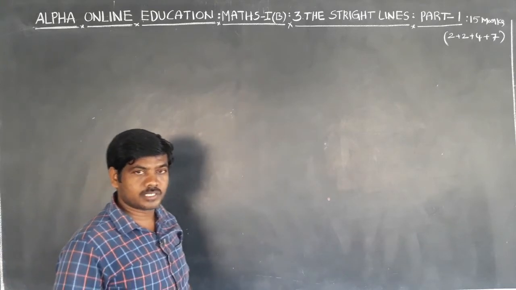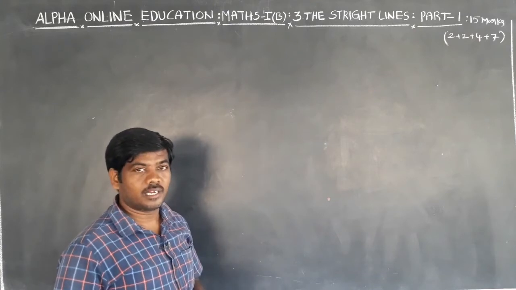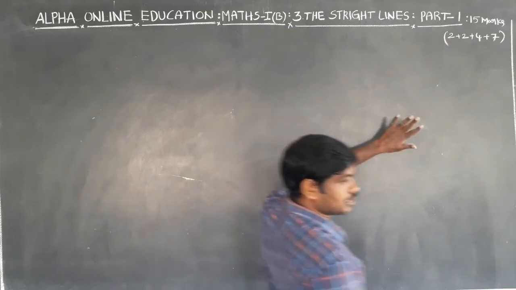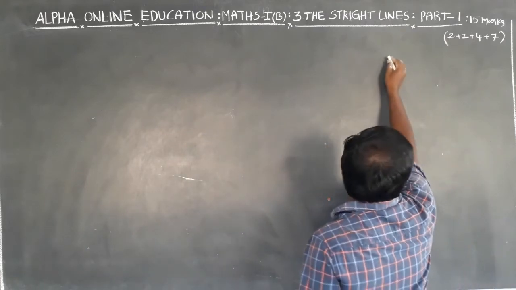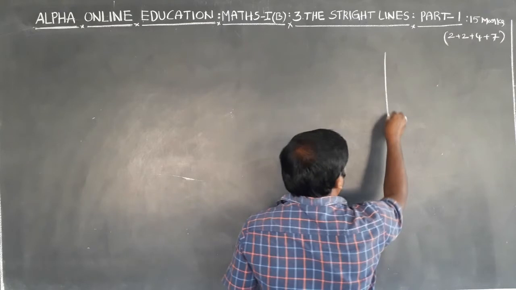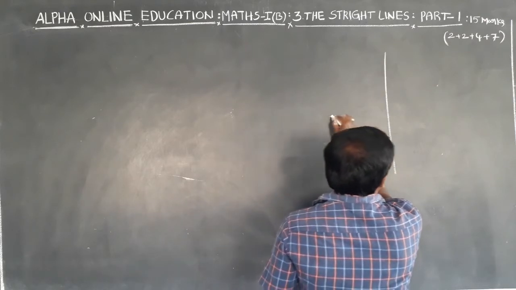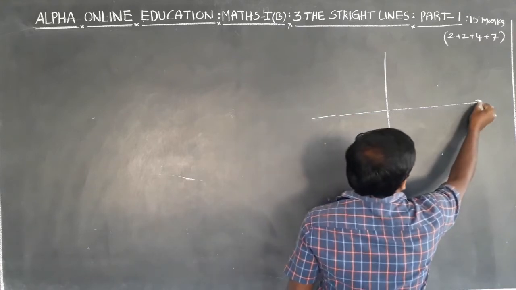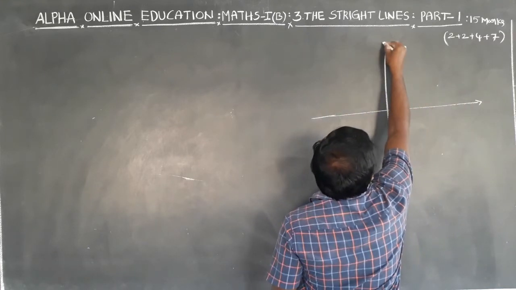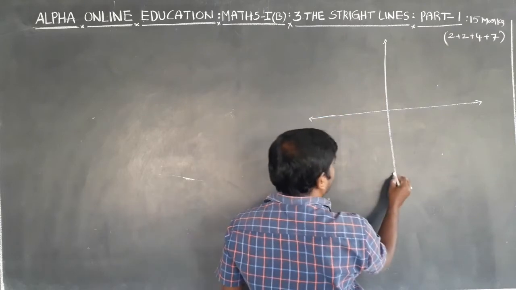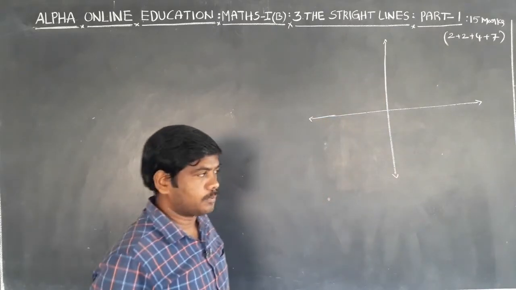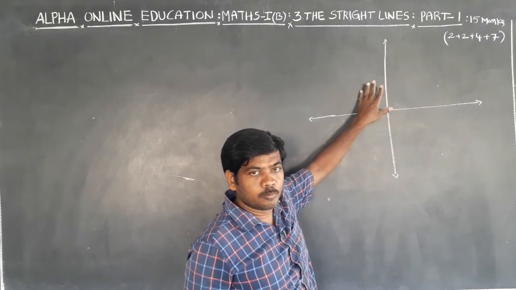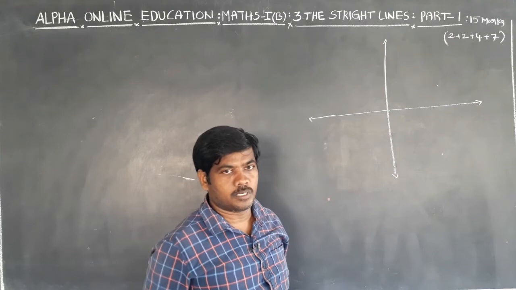Today we discuss the introduction to straight lines. This is the plane. Two mutually perpendicular lines divide the plane into 4 equal parts.